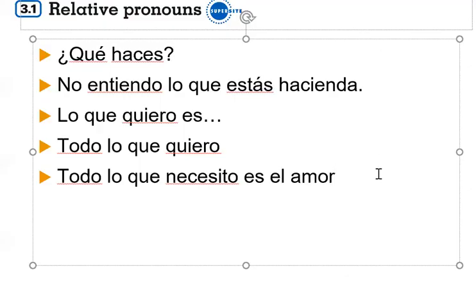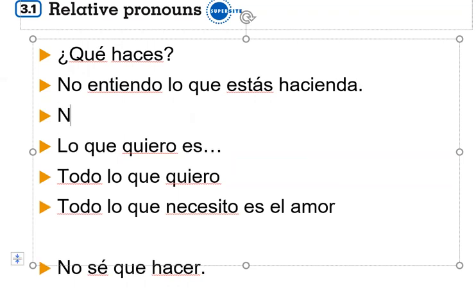I also should mention that there are some times where it seems like you should use lo que, but you will not, and it will simply be a que. Whenever an infinitive follows, if an unconjugated verb follows the que, or what you might think would be lo que, you'll use que and not lo que. For example, if I don't know what to do, no sé qué hacer. Here, we're not using que as a question. We're using it still as a relative pronoun, but it seems to fit the bill of what we would normally use lo que for.